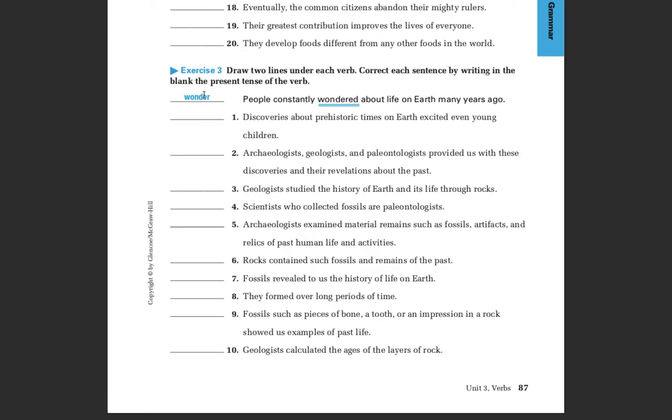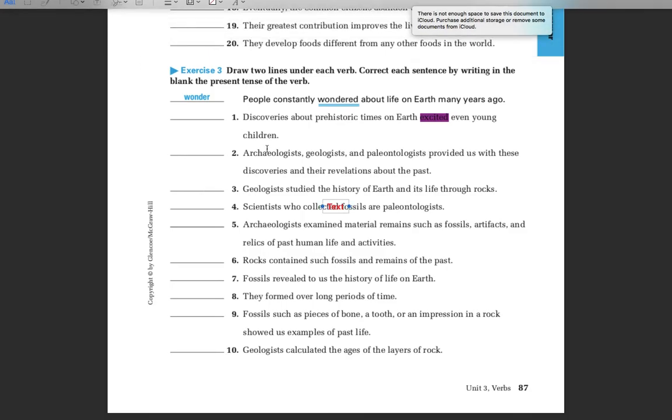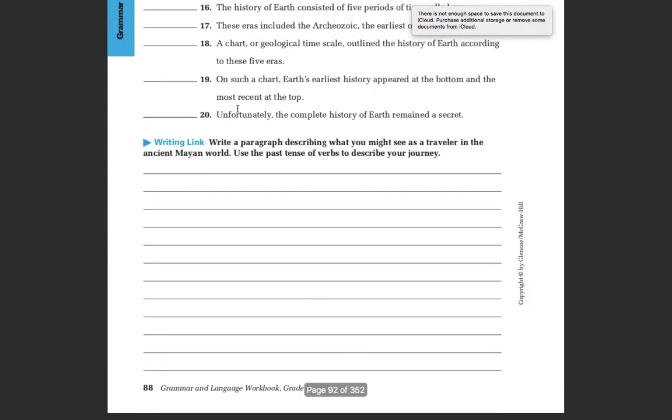Number 1 says discoveries about prehistoric times on earth excited even young children. Where's the verb? The verb is excited. I need to put it in the present tense. Of course, again, I remind you, do not forget to double underline the verb and then we can put it in the present tense. And this is what you guys need to do with the rest of the sentences. The writing link you are not responsible for doing, but if you felt like you had extra time and you wanted to practice more, feel free to write this paragraph.